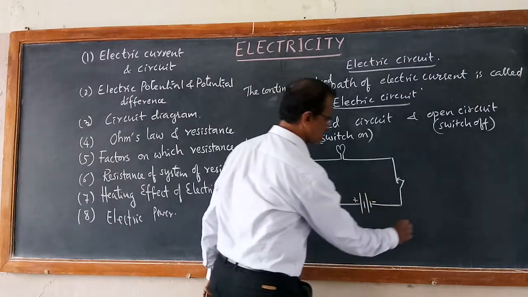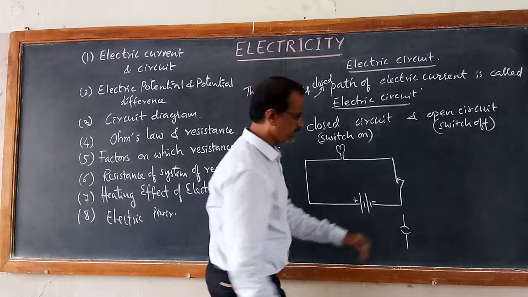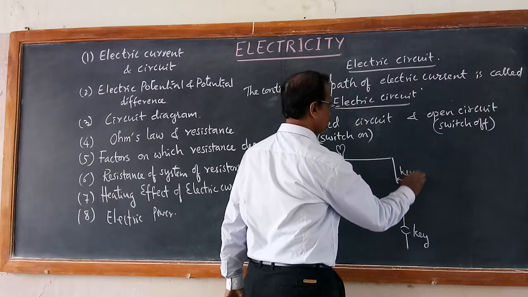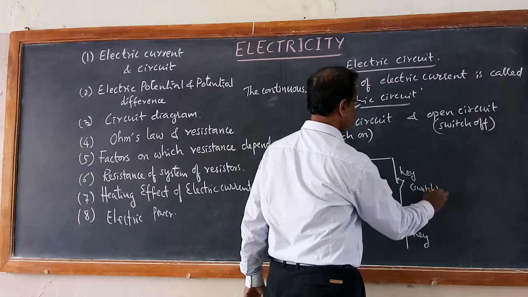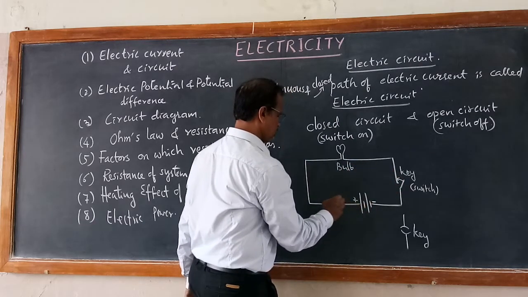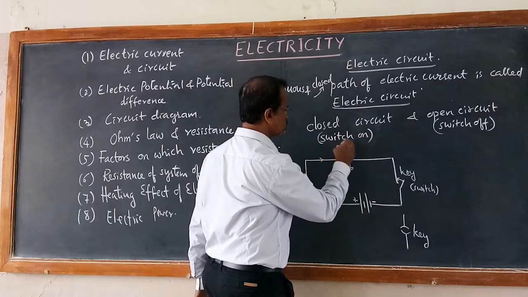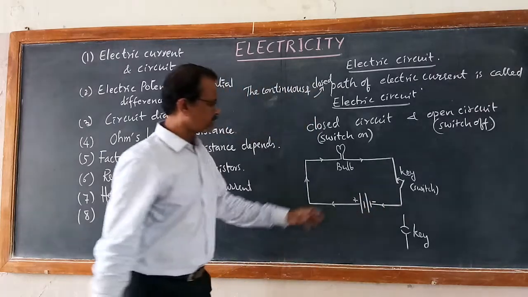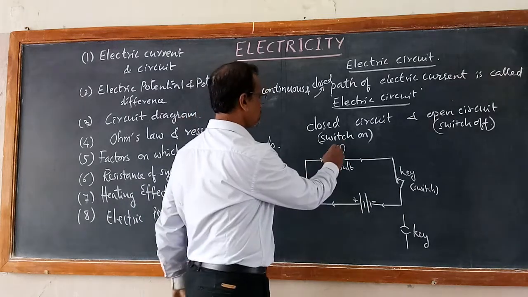This is one way. Another way of showing the circuit is, suppose this is also another way of showing the key. This is called key. This is also key. Or another way is called switch. This is bulb. The moment you close this, then what happens? The positive charges flow from the positive terminal of the battery, go through the bulb, and then they flow back down to the negative terminal. That's how the circuit is closed and the bulb glows.